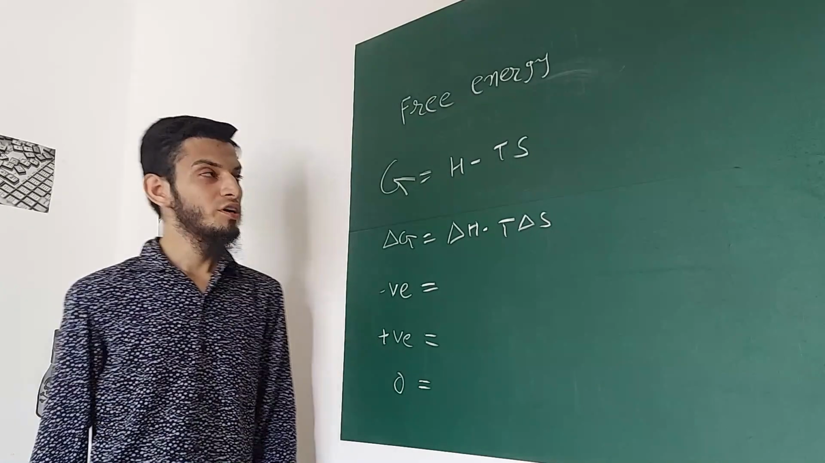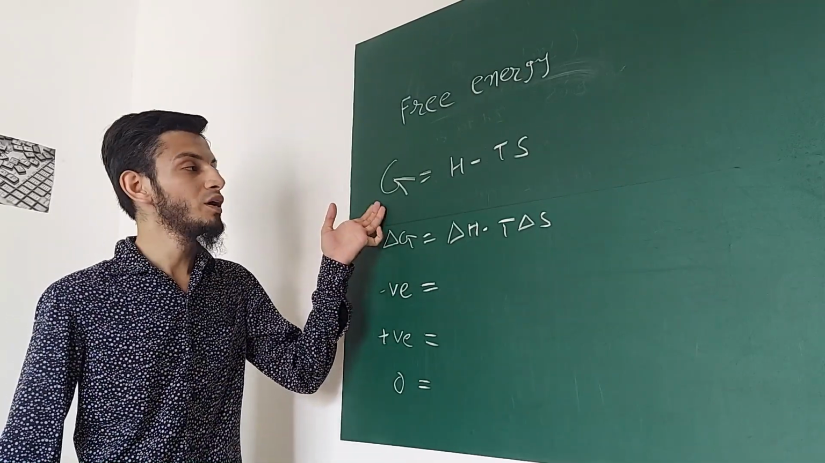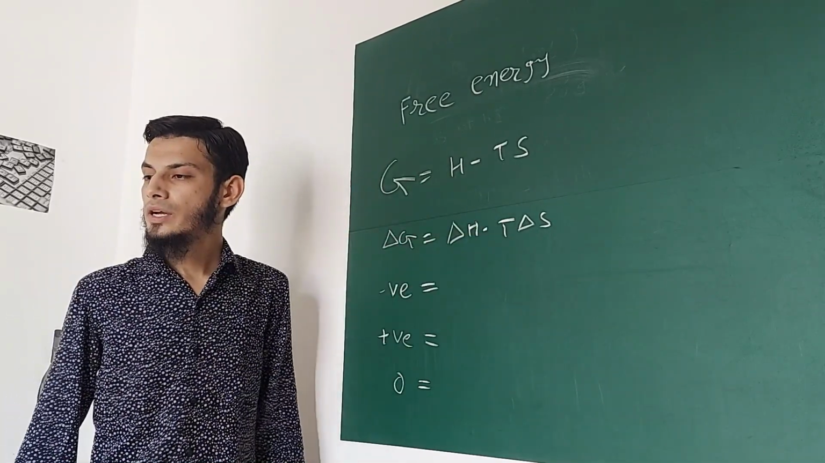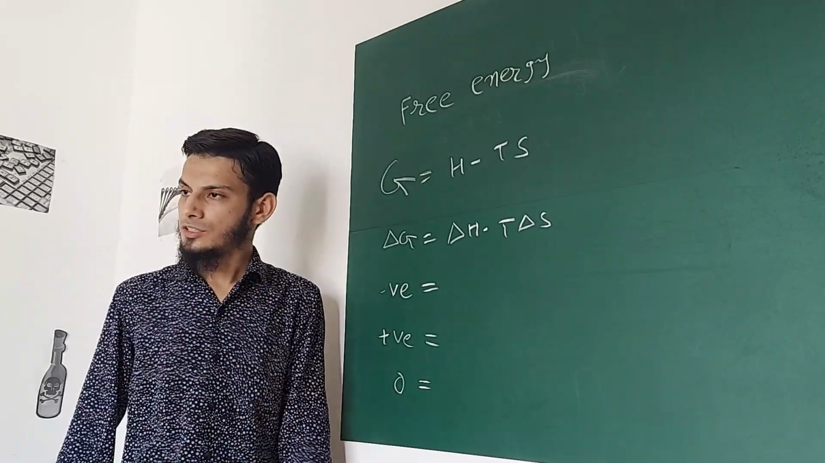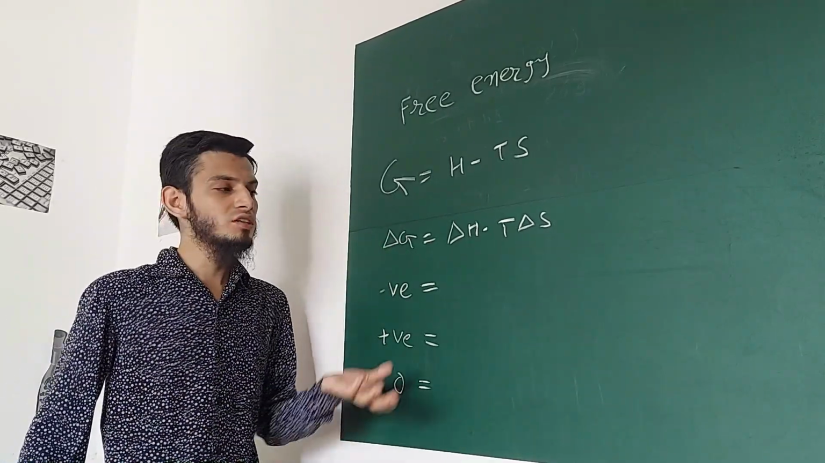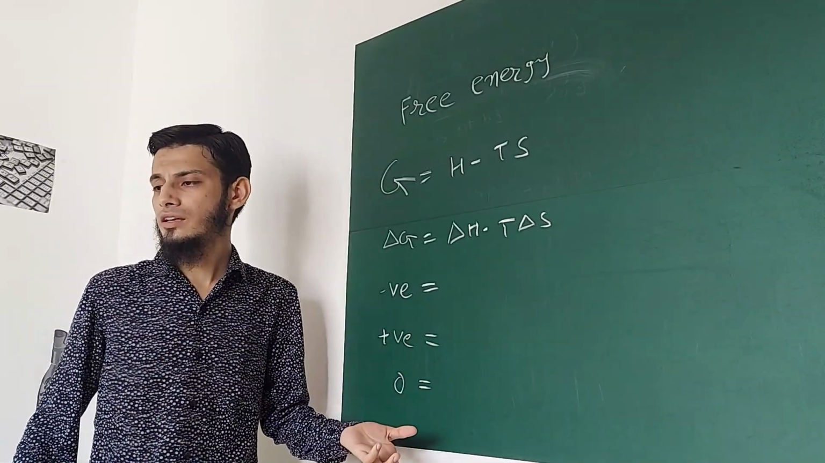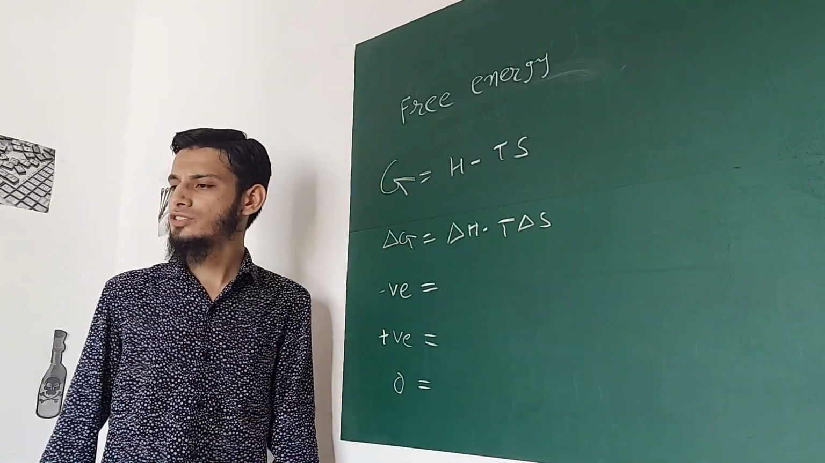So what is free energy? I have already told you that free energy means G. You only have to subtract the TS from the enthalpy. It is only one type of energy, and it shows the spontaneity of the reaction. It is logical. It shows us the spontaneity of the reaction.